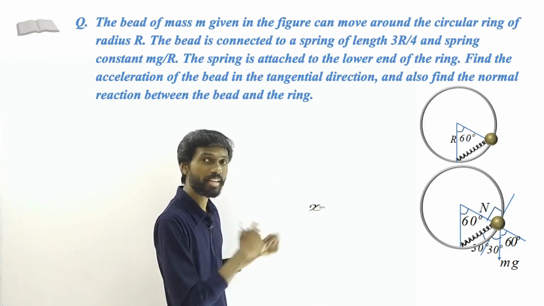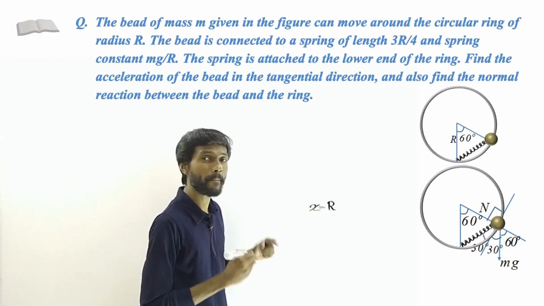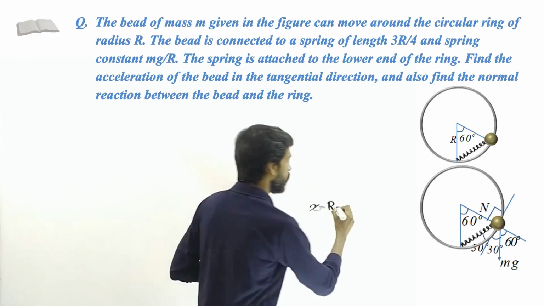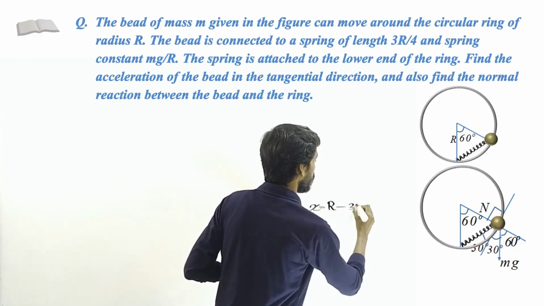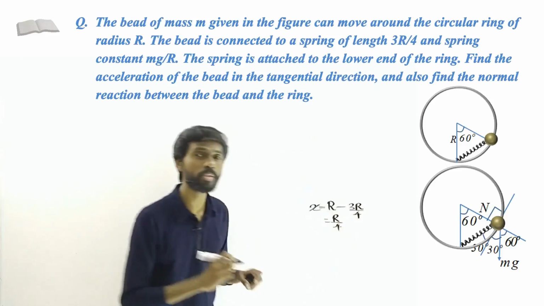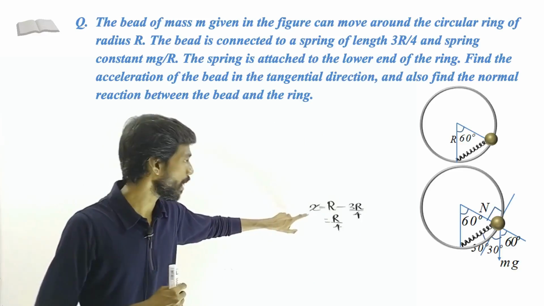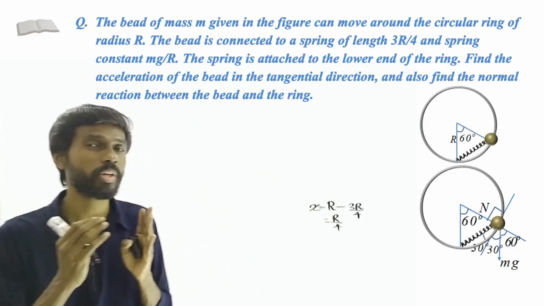So the final length of this spring is r, and the elongation is r minus the natural length of the spring. The natural length is 3r by 4, so r by 4 is the elongation. That means what is the spring force? It is k multiplied by x, where x is r by 4. So we know the spring force.